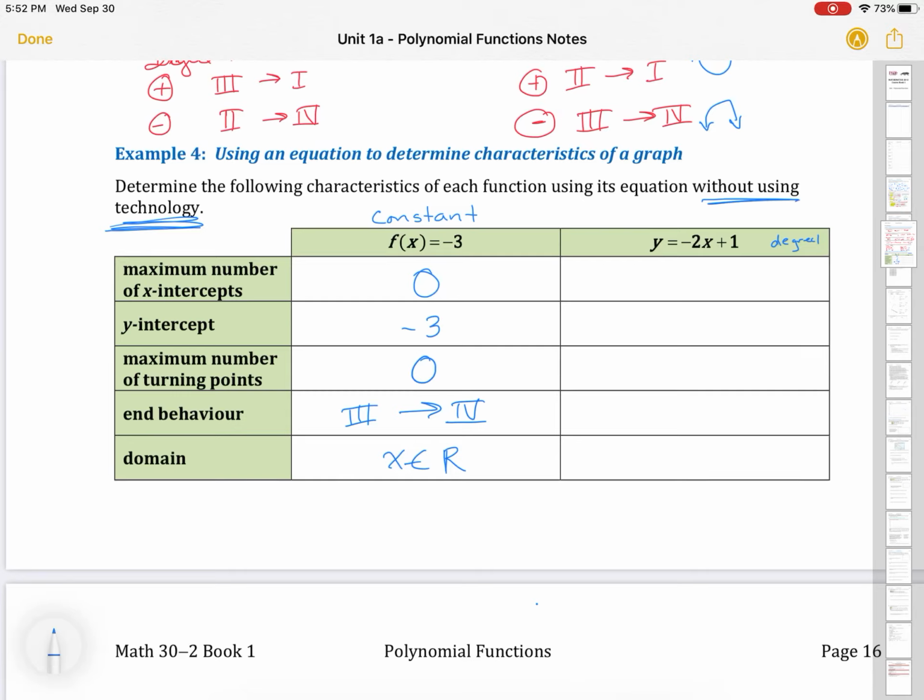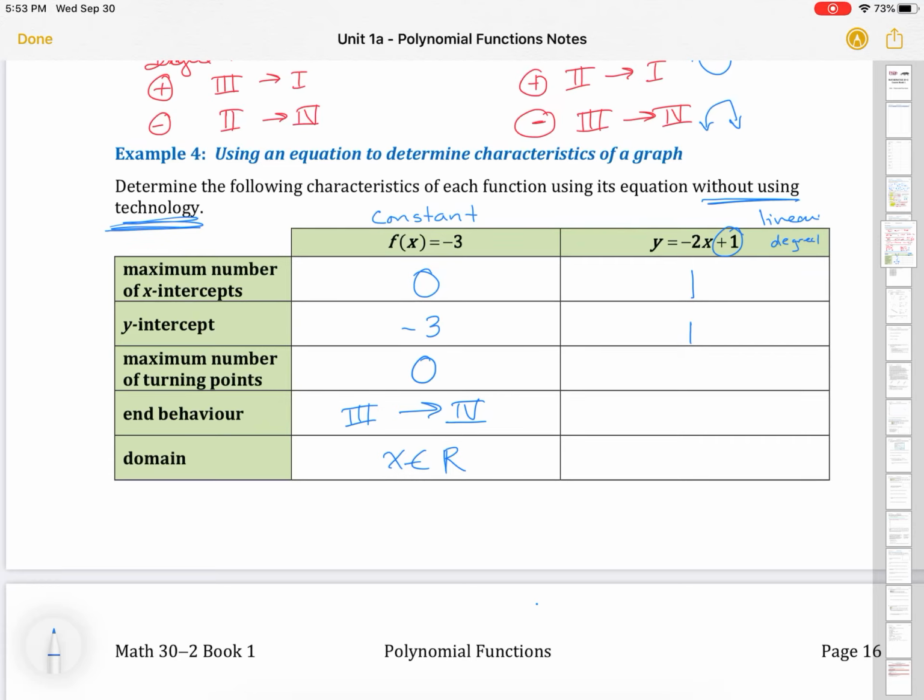Well, our next one is degree 1, right? Degree 1, so it's linear. Okay? So, maximum number of x-intercepts. Well, looking back, our degree equals the maximum number of x-intercepts. So the degree is 1, so the maximum number of x-intercepts is 1. The y-intercept is equal to the constant. Well, the constant is 1, so that's what the y-intercept is.